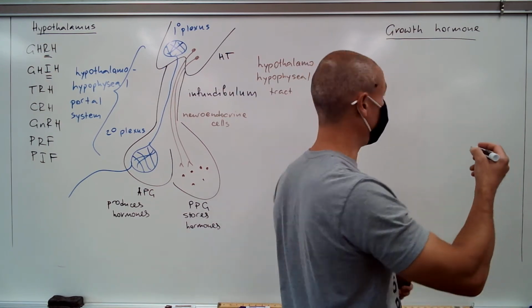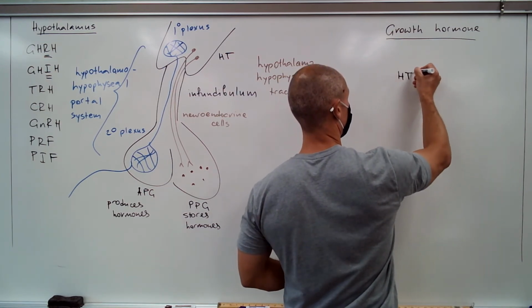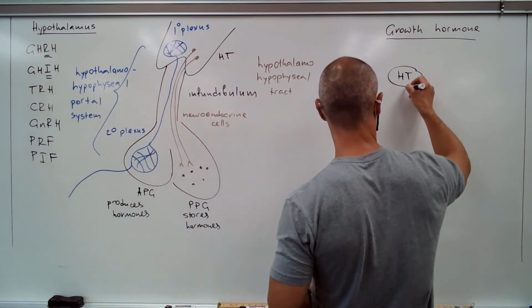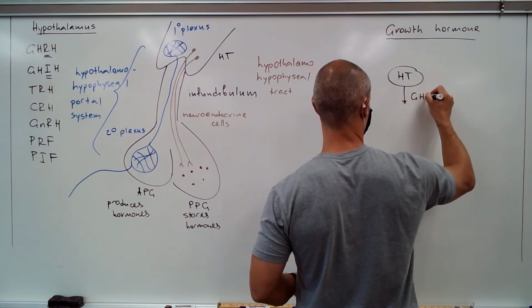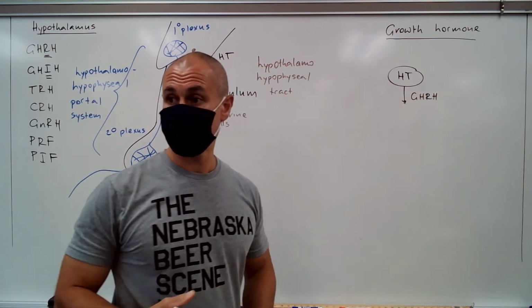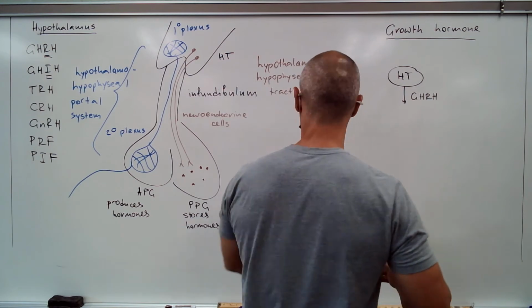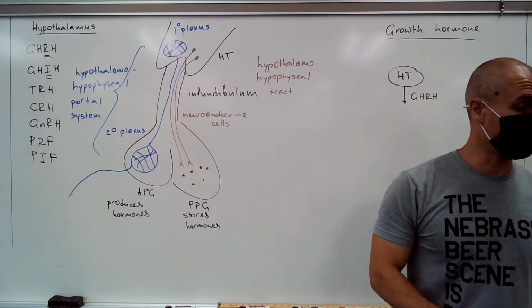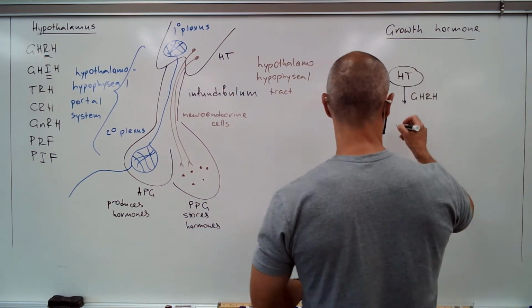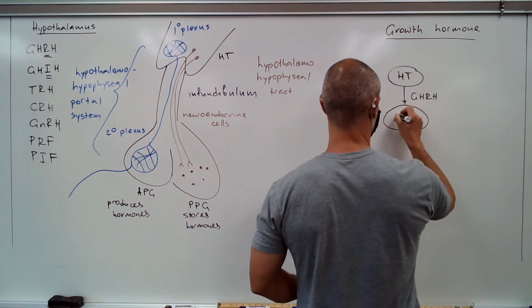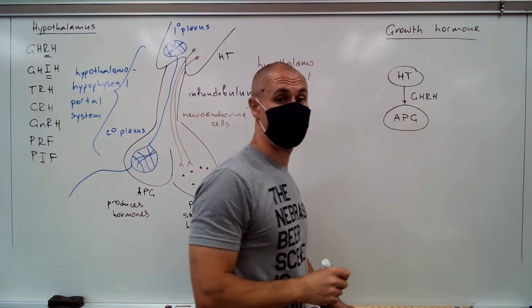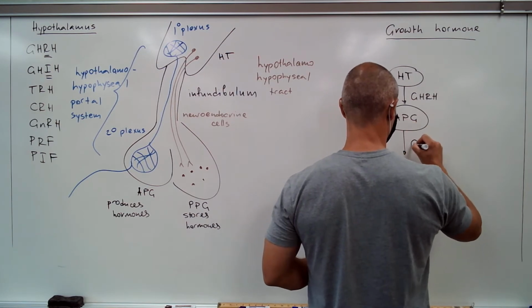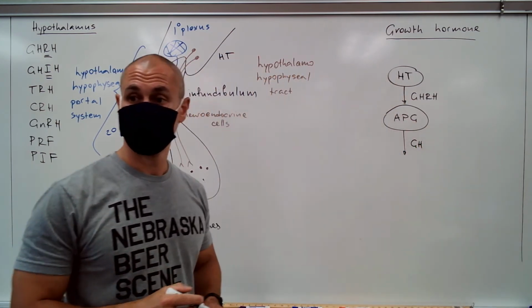So it all starts in hypothalamus, which produces growth hormone releasing hormone, GHRH. Okay? Now this hormone travels through the hypothalamo-hypophyseal portal system and enters anterior pituitary gland. And what happens here? APG releases growth hormone. Okay?